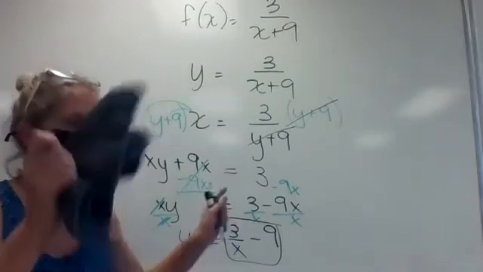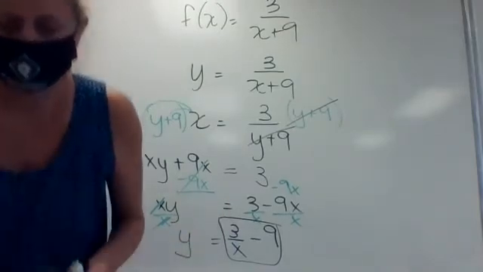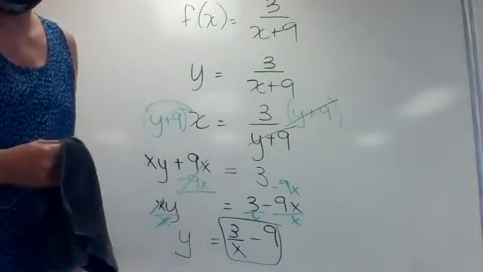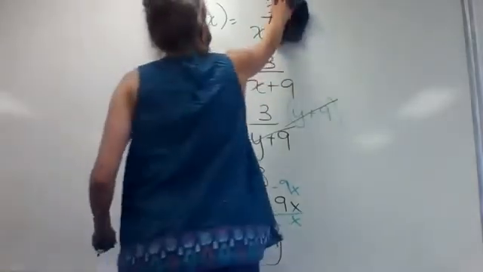All right, 3 more, but they're not as complicated as this one. Number 10, f of x equals x cubed minus 5.